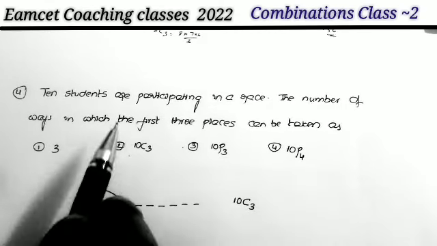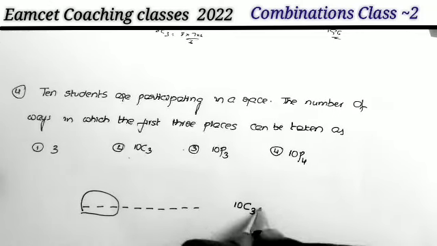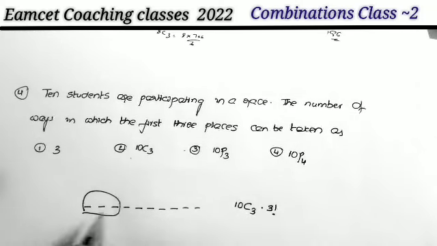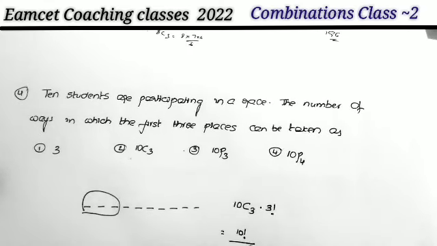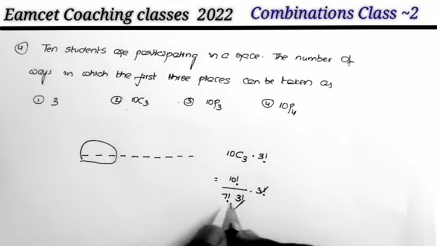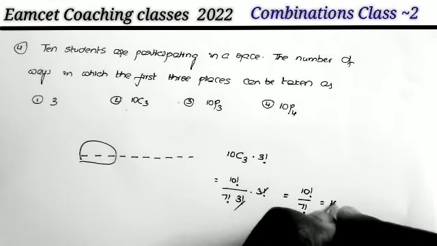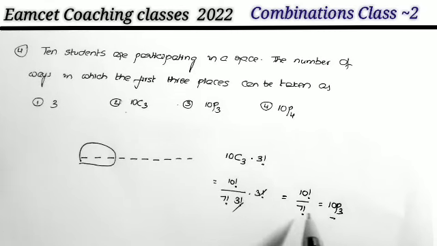The number of ways of selecting 3 persons out of the 10 persons can be done in 10C3. After selecting the 3 persons, we arrange the 3 persons in the 3 places, which can be done in 3 factorial. So this answer is equal to, applying the formula, 10 factorial by 7 factorial into 3 factorial, times 3 factorial. What is this? n factorial by (n minus r) factorial into r factorial. So what will be the remaining value? 10 factorial by 7 factorial, and this is nothing but 10P3. What is the formula of 10P3? 10 factorial by (10 minus 3) factorial, that is 10 factorial by 7 factorial.